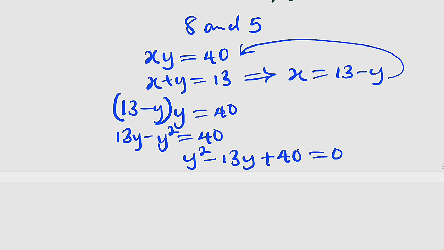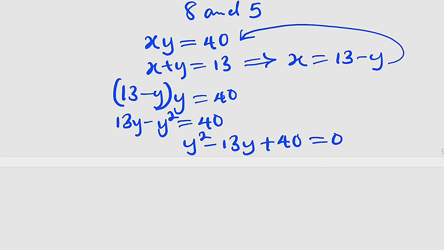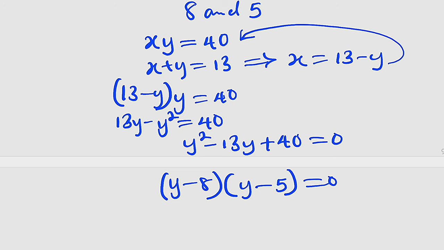Now you just think of two numbers you can multiply together to get 40, but once you add them together, you get -13. And the numbers are -8 and -5. So we have y minus 8 and y minus 5. This is equal to 0.